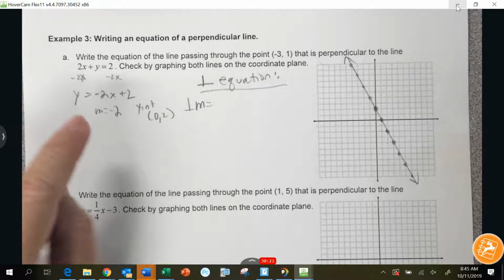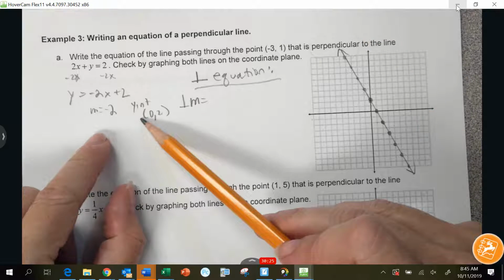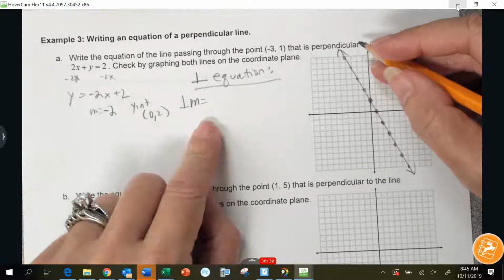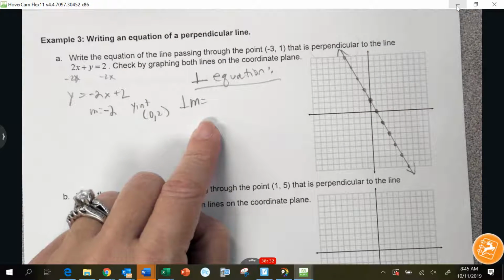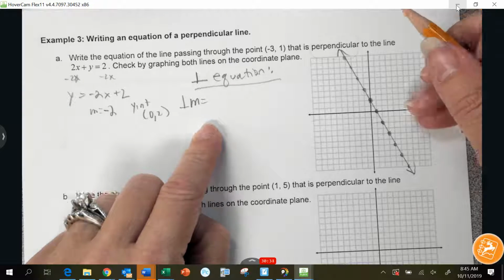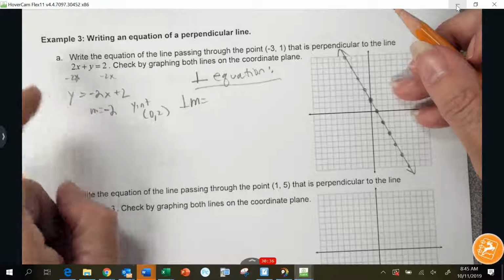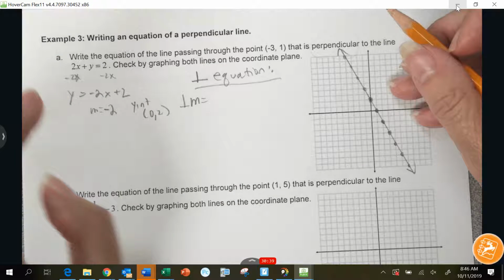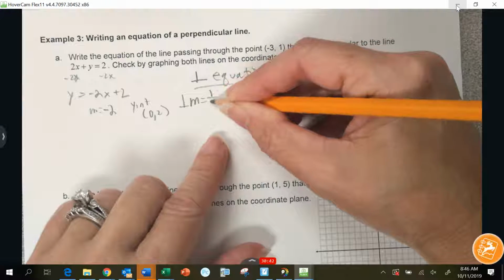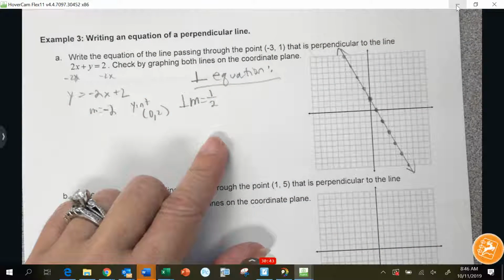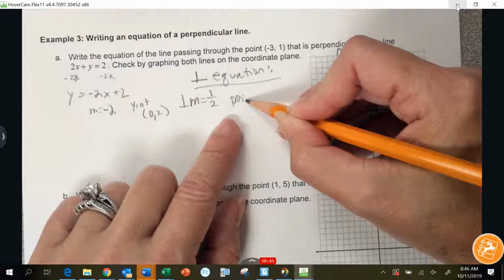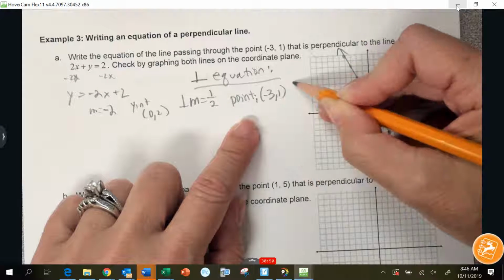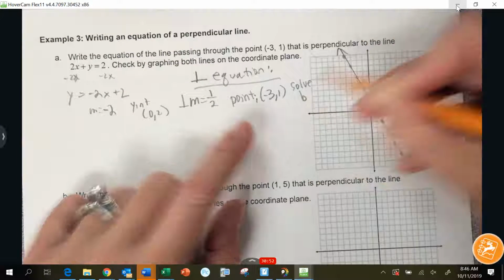It's going to be opposite reciprocal. So if I have -2 as my original slope, my new slope has to be opposite of that and reciprocal of that. So the opposite of negative is positive. The reciprocal of 2 is half. So it's going to be positive 1/2 for my slope. The point, the xy that I use, is -3, 1. And then we're going to solve for b. It's the same steps.